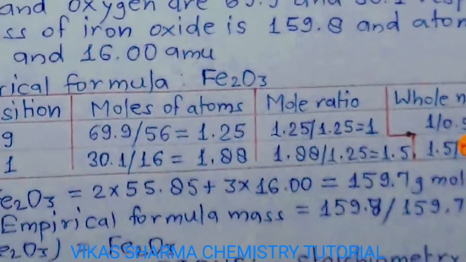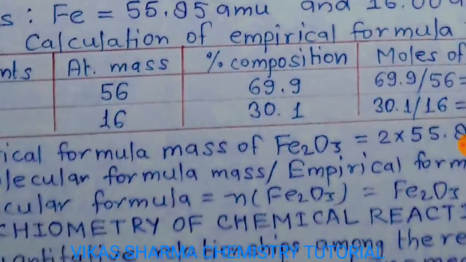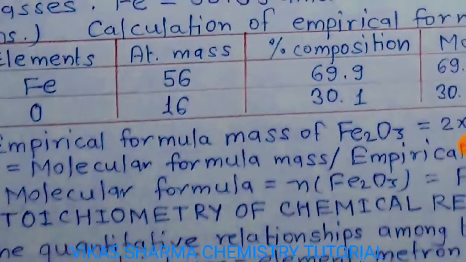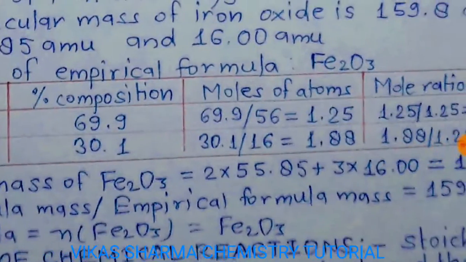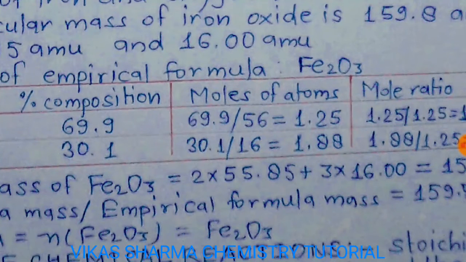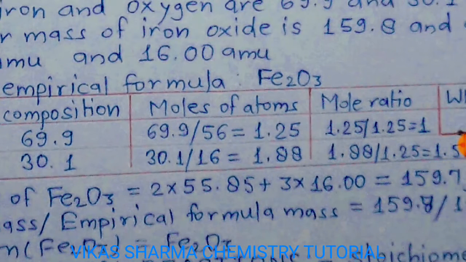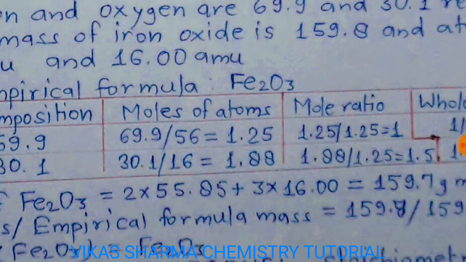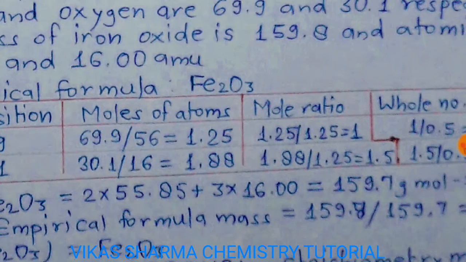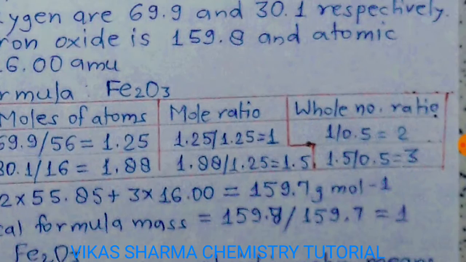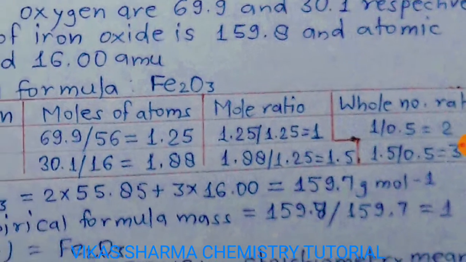So student, the empirical formula mass of Fe2O3 is 2 into 55.85, which is the relative atomic mass of iron, plus 3 into 16.00. 16 is the relative atomic mass of oxygen and it has 3 atoms in Fe2O3. So the sum is 159.7 gram per mole.